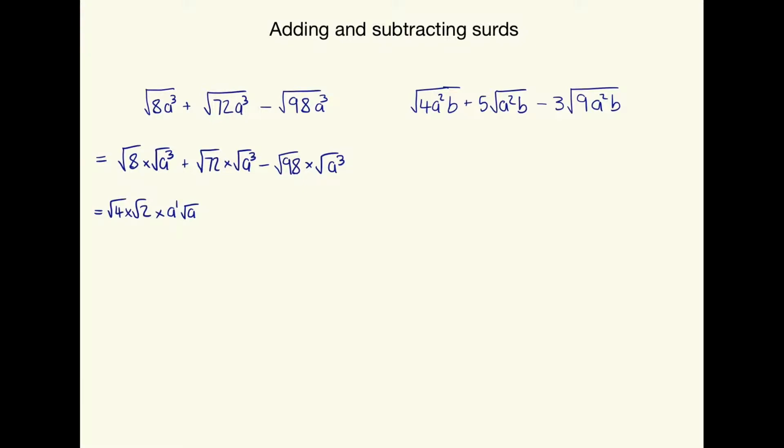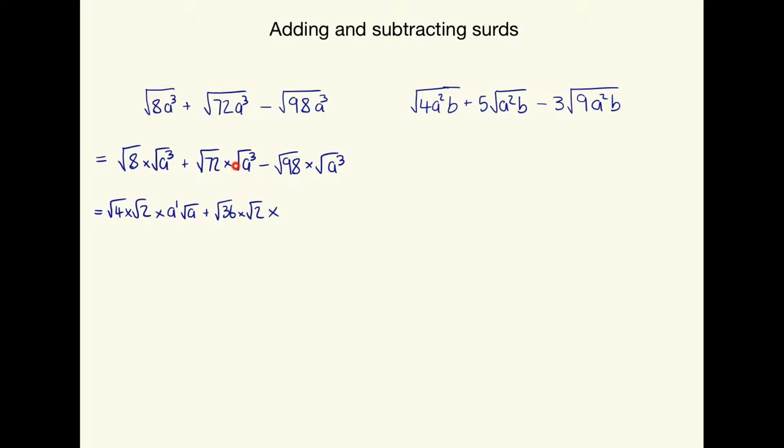Let's do that. So adding root 72. The 2 factors that I can think of for root 72 are 36 and 2, because 36 is the highest perfect square we can use. So root 36 times root 2, and we're going to multiply that by root a cubed, but we can simplify that again.